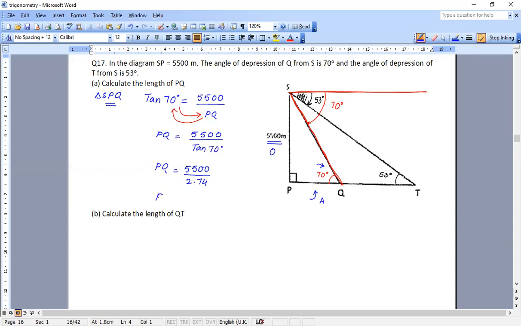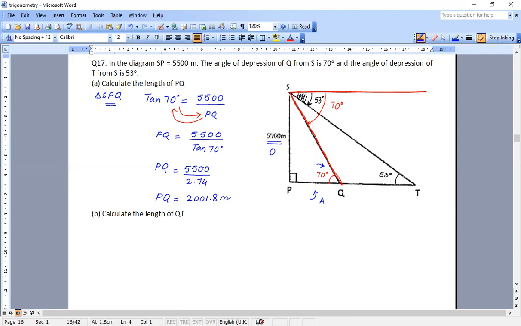So the length of PQ is going to be 2001.8 meters. This is part A. Then in the next part, they're asking us to find the length of QT. If you look at QT, you will realize that QT is the side of an obtuse triangle. QT is not the side of a right angle triangle. And the problem here is that right now we are only able to calculate the length of the sides of a right angle triangle. So we cannot find the length of QT using the trigonometric ratios.